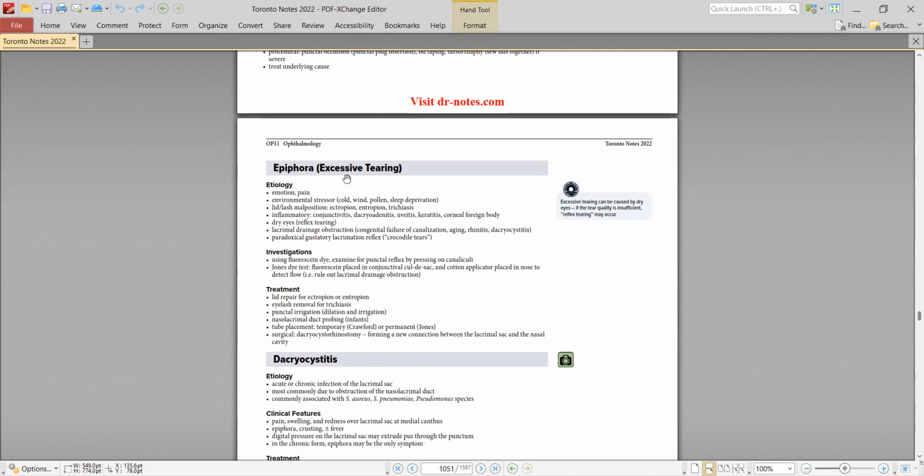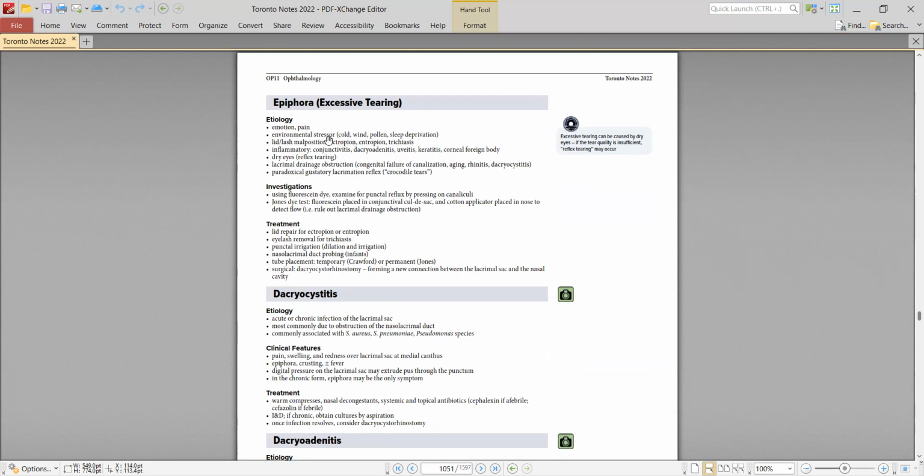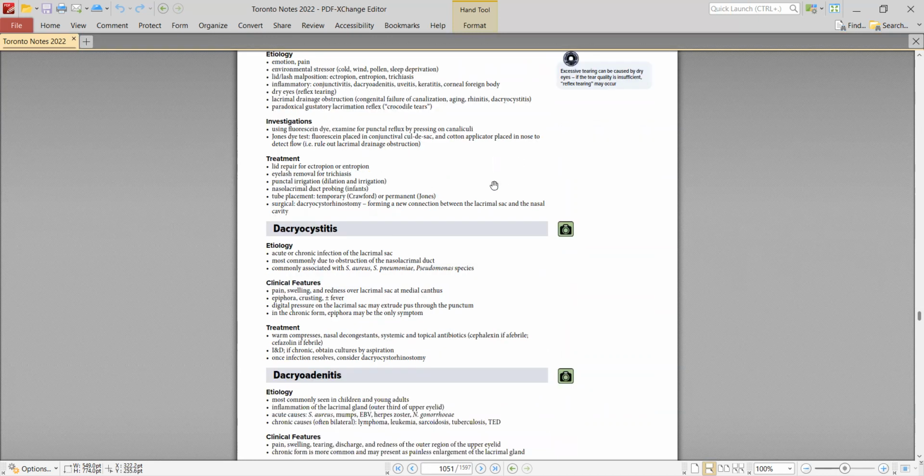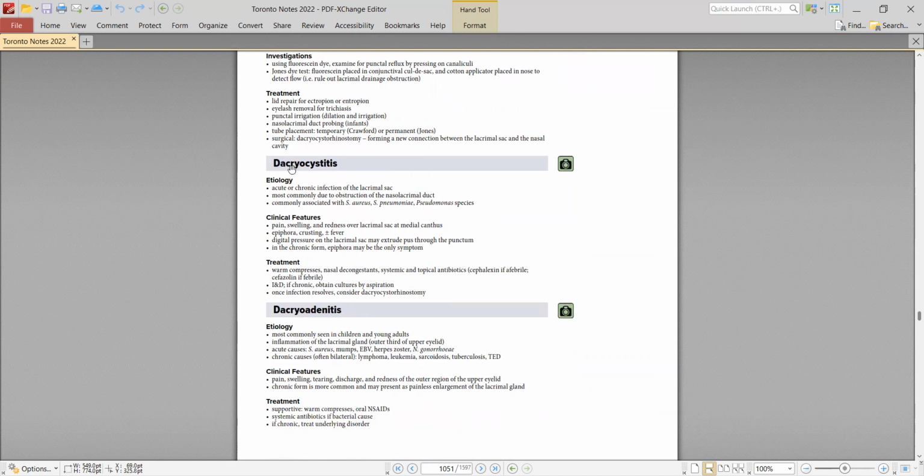Epiphora means excessive tearing, like the patient is having tears coming out from the eyes all the time. That can be due to dust, stress, cold wind, pollen, or any foreign body coming into the eye. So you have to check the patient on slit lamp examination, and you will know from there.